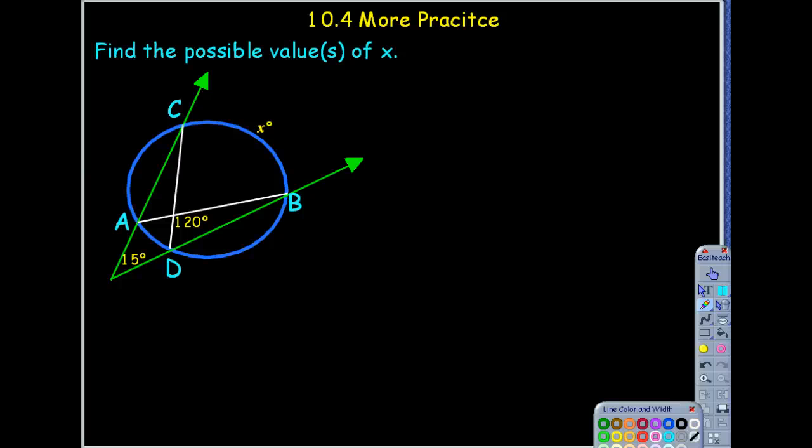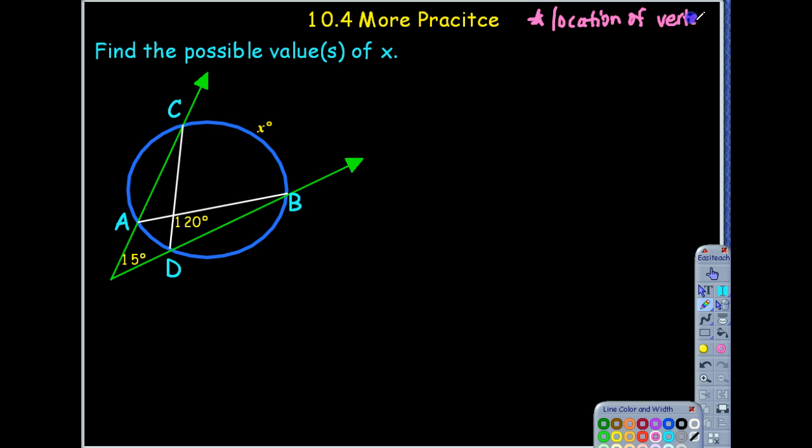So we're going to spend some more time on 10.4. And remember, 10.4 is all about the different types of angles involving a circle. When we're dealing with angles and circles, what we're really going to be focusing on is where the vertex is located. So I'm going to make a little note up here. It's really all about the location of the vertex.